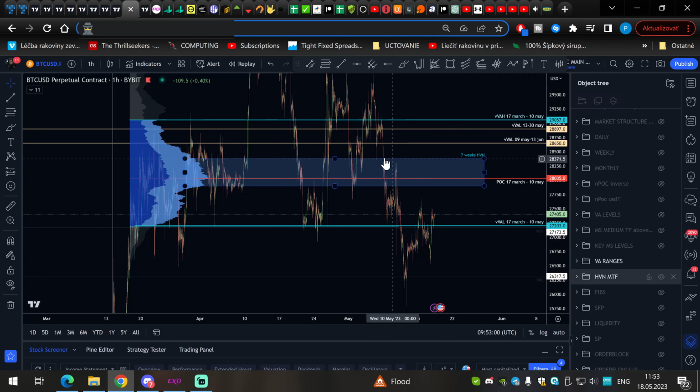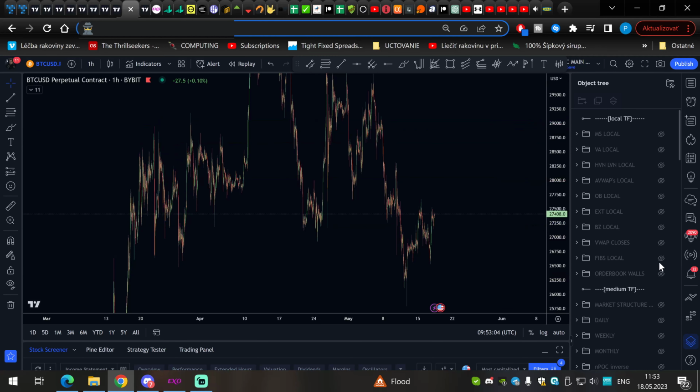If you reclaim the high volume node, then go over this high, the VWAP of the range becomes the target. Super simple. Red light, green light trading levels: when you reclaim, that's going to show you strength or power.